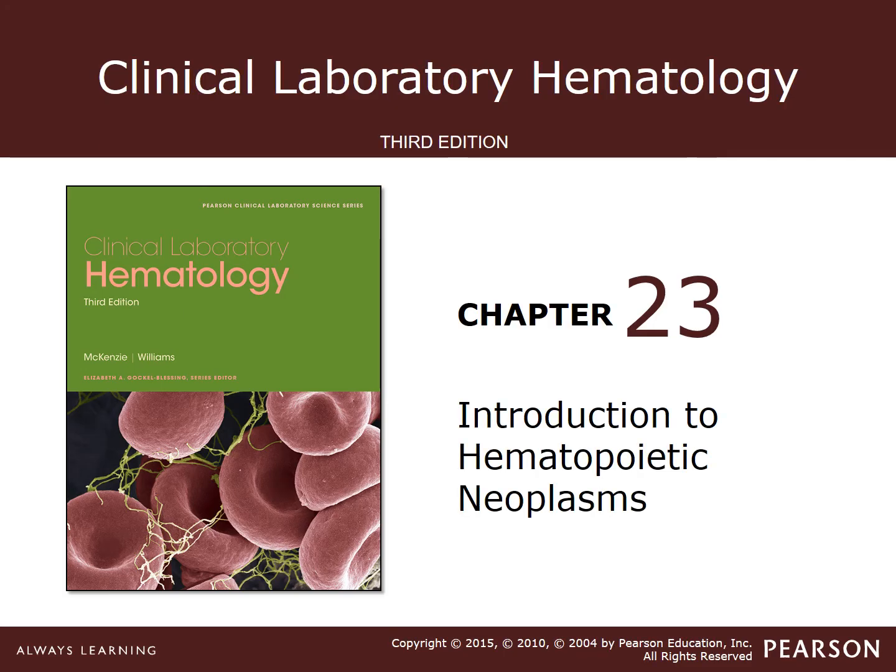So Chapter 23, Introduction to Hematopoietic Neoplasms, is the first section or chapter that discusses precancer and cancer states. It really provides just a general intro to these types of disorders and describes how oncogenesis and oncogenes are activated in their association to certain types of hematopoietic diseases.